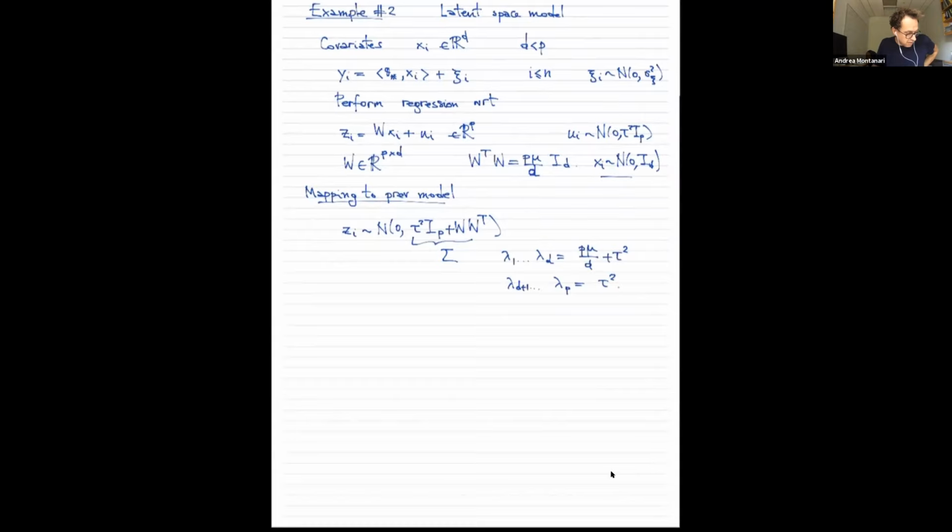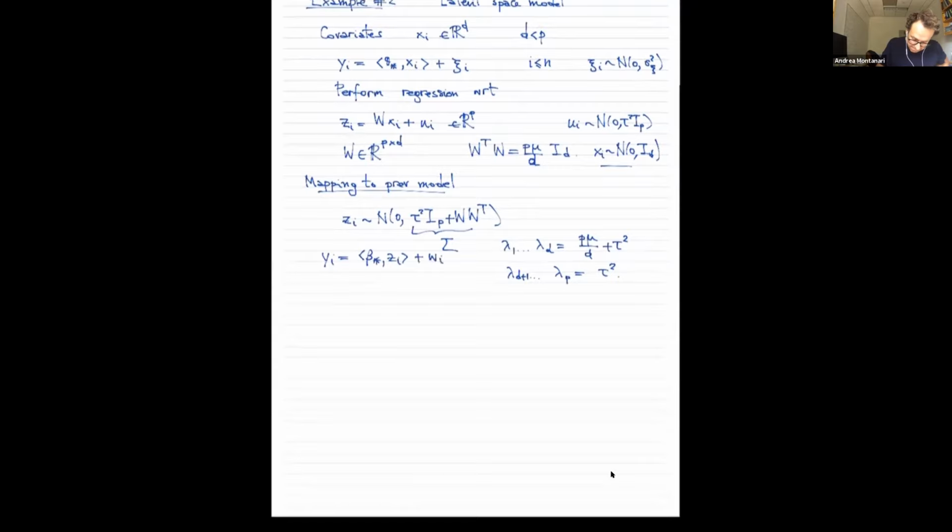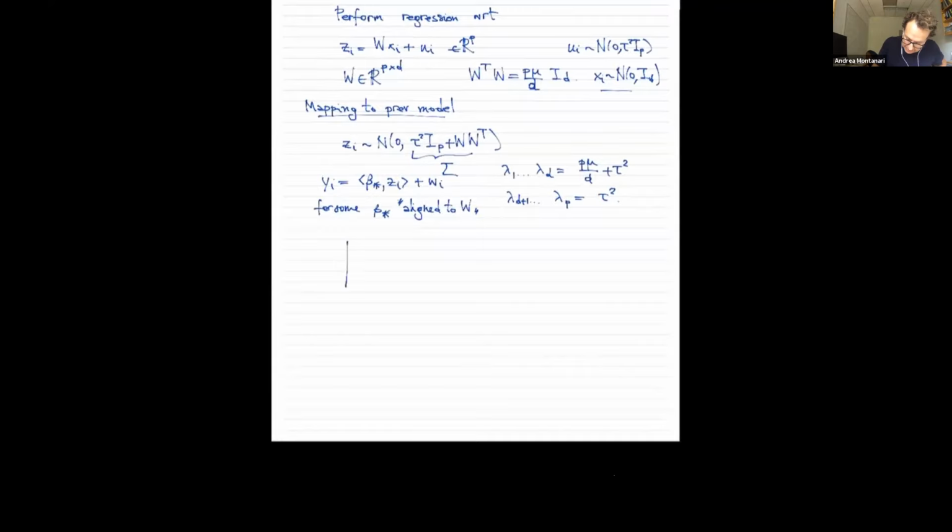And of course, since everything is jointly Gaussian, we can write also the yi as some vector beta star times the zi plus noise, for some beta star that I will not write. And an important thing is that beta star is aligned with, as a non-trivial projection on, W. So it's somewhat aligned to W. So via this mapping, I can apply my general formula.